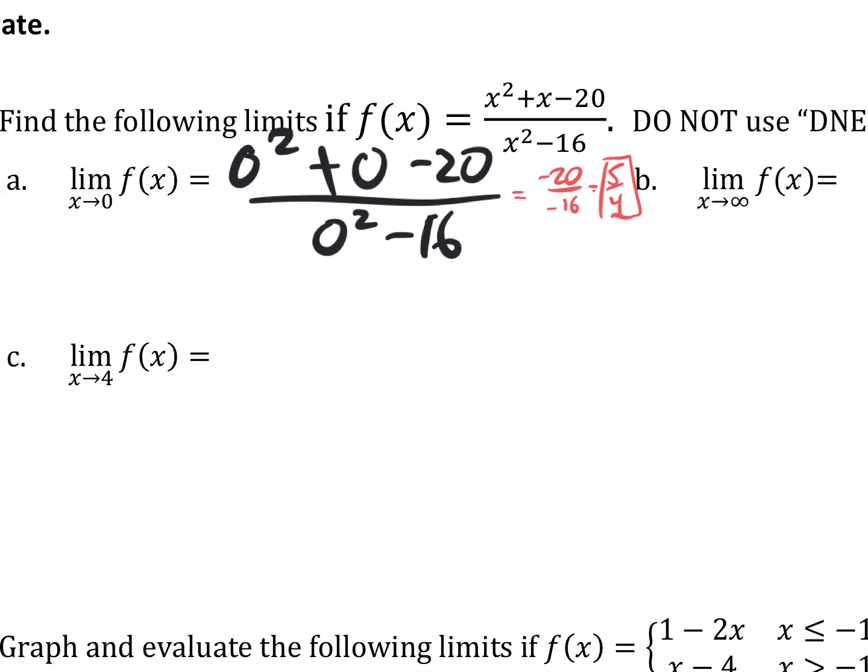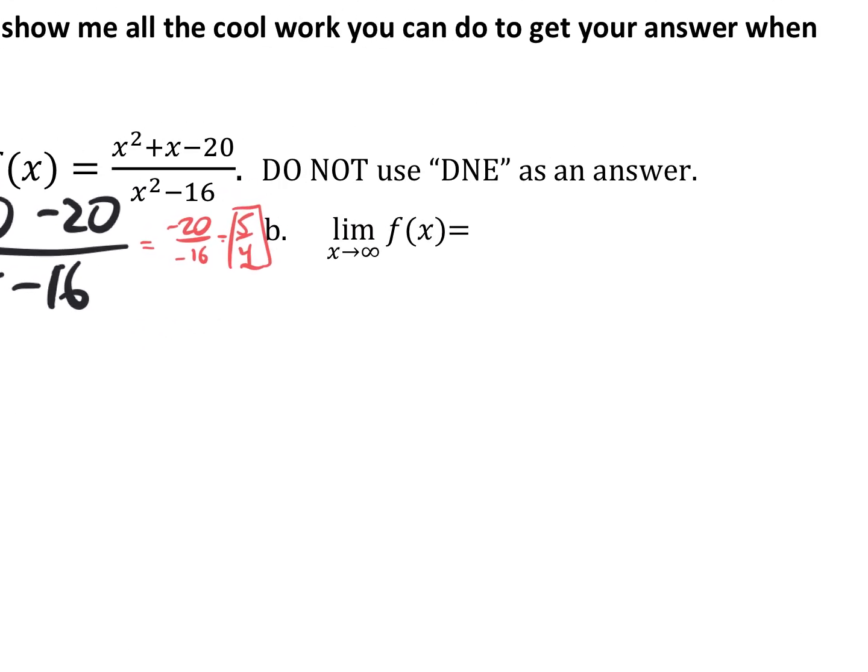Okay. What about as x goes to infinity? Well, as x goes to infinity, the small terms don't matter. So this is equal to the limit as x goes to infinity of this simplified function. We can cross all these out, because when x is very large, these smaller degrees don't matter. So we have x squared over x squared, and that simplifies to 1. The limit of 1 is just 1.